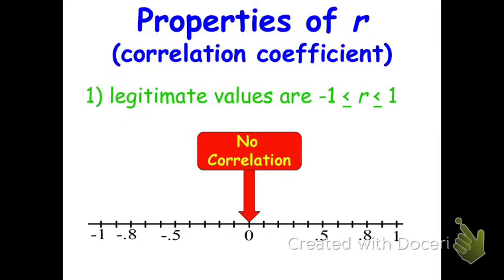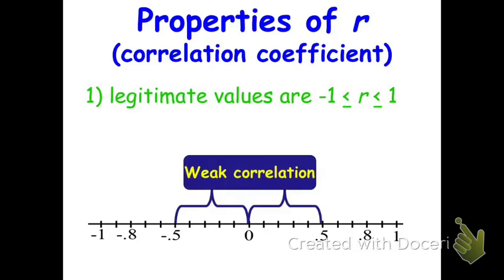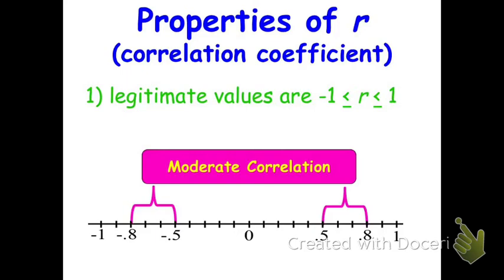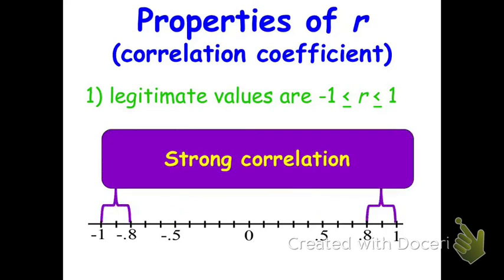Oh, and this is what the actual value is. So when your R value is equal to 0, it is no correlation. If it is between negative 0.5 and positive 0.5, we consider that to be a weak correlation. Moderate is anywhere from negative 0.8 to negative 0.5, or positive 0.5 to positive 0.8. And then strong is anywhere from 0.8 to 1.